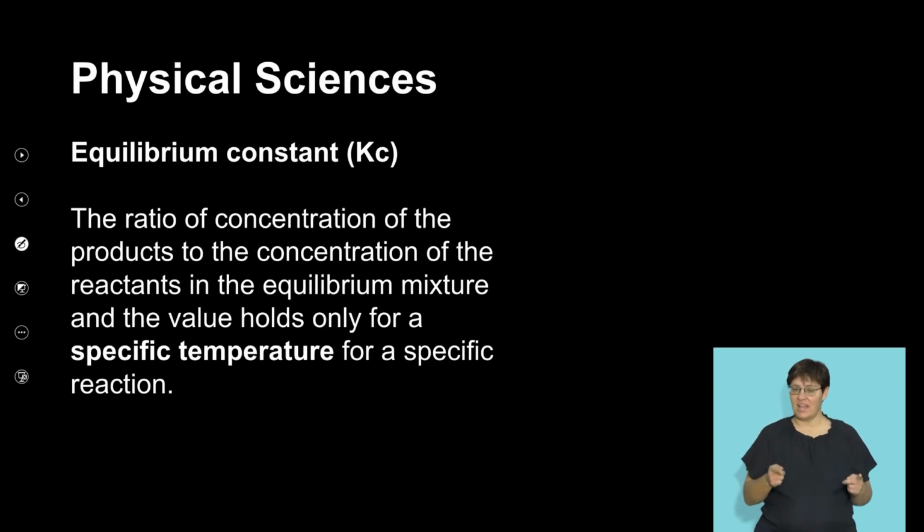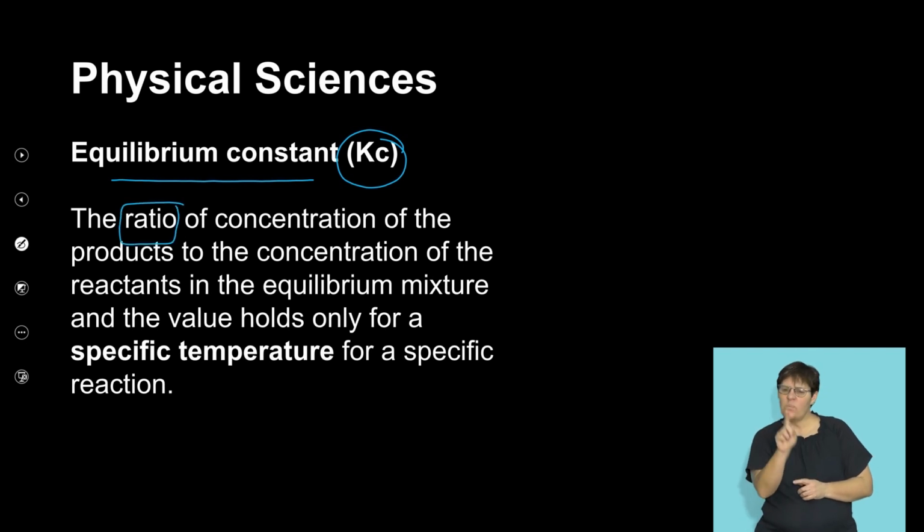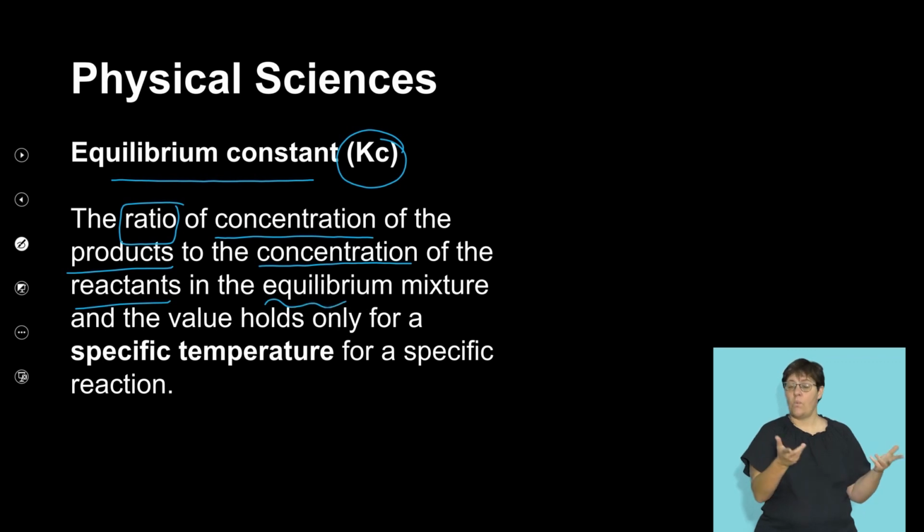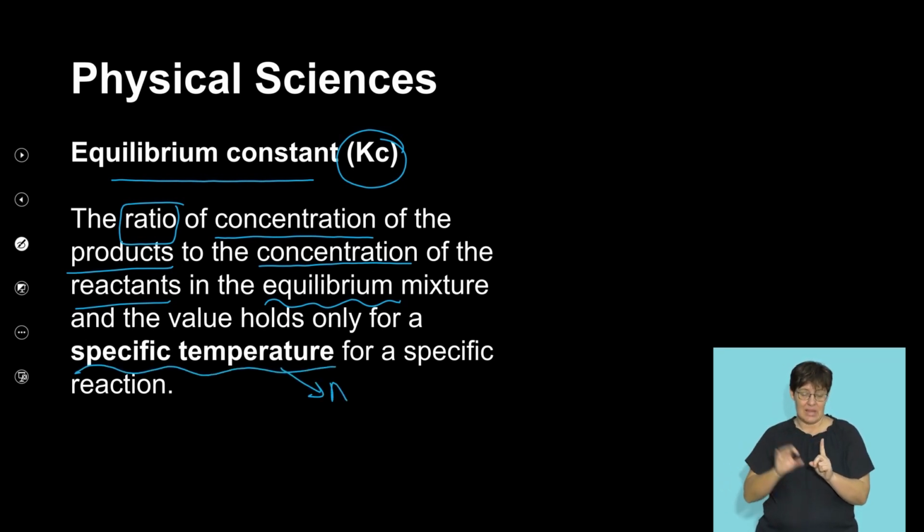That brings us to the definition of equilibrium constant. As we said, Kc is the ratio of the concentration of the products compared to the concentration of the reactants in the equilibrium mixture. It must be at equilibrium, and this value holds for a specific temperature. This is very important for us to remember, and for a specific reaction.